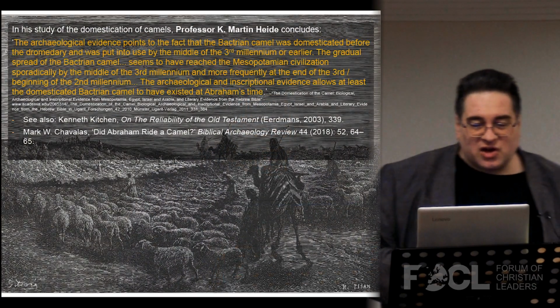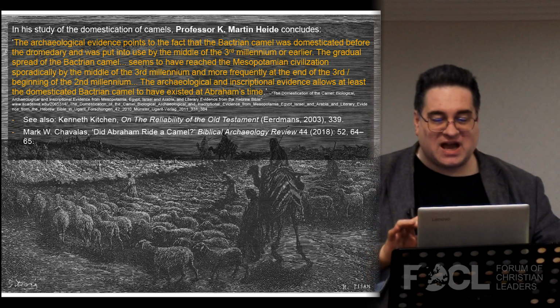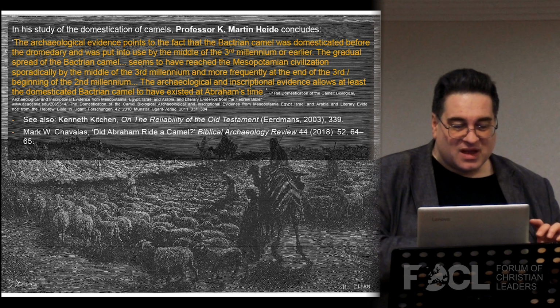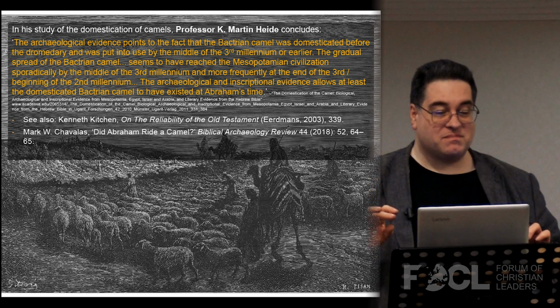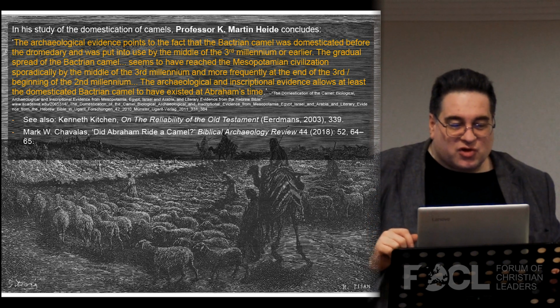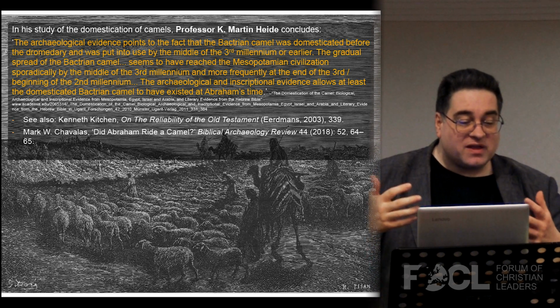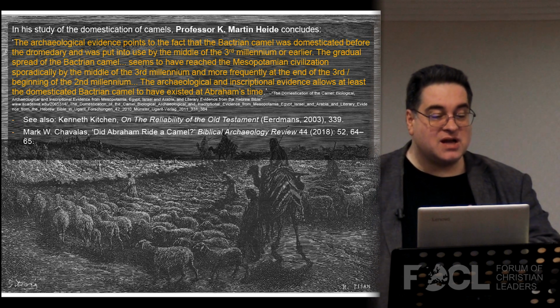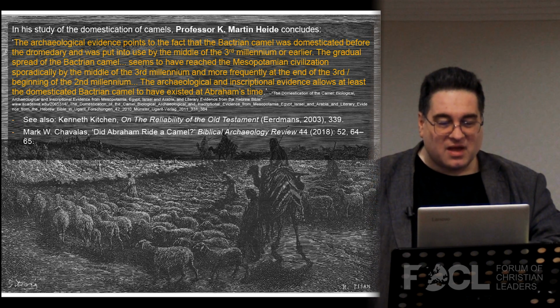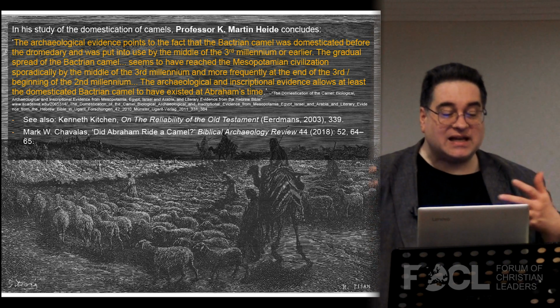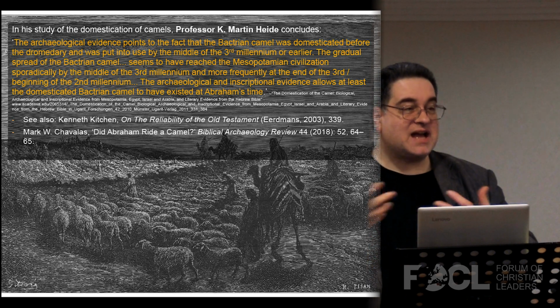In his study of the domestication of camels in history, Professor Martin Hyde, who did a talk on this subject at the ELF conference a number of years ago, from which I quote from his report that he was kind of giving a talk précis of. He says, the archaeological evidence points to the fact that the Bactrian camel was domesticated before the dromedary camel and was put into use by the middle of the 3rd millennium or earlier. That's BC. The gradual spread of the Bactrian camel seems to have reached the Mesopotamian civilization sporadically by the middle of the 3rd millennium and more frequently at the end of the 3rd, beginning of the 2nd millennium. The archaeological and inscriptional evidence allows at least the domesticated Bactrian camel to have existed at Abraham's time.